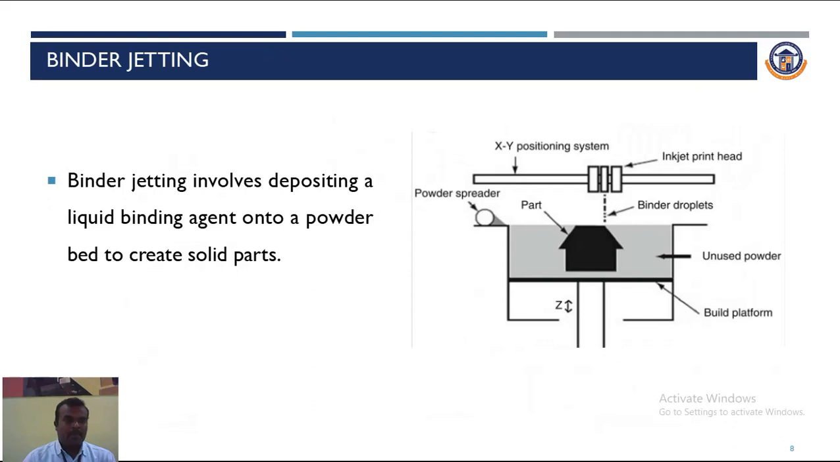Then binder jetting. Binder jetting is similar to material jetting. In the binder jetting process, instead of using an inkjet, we spray the binder materials.